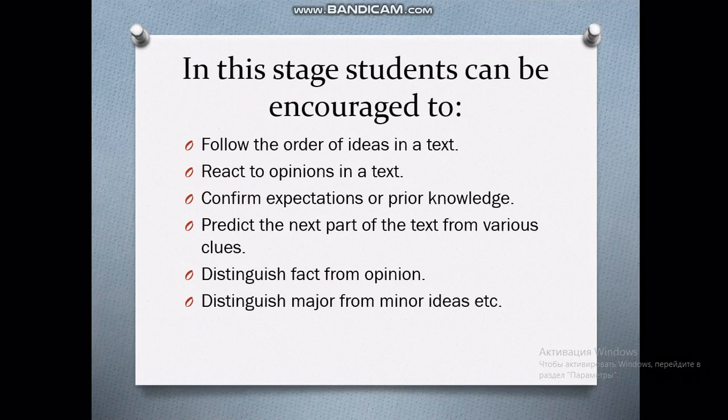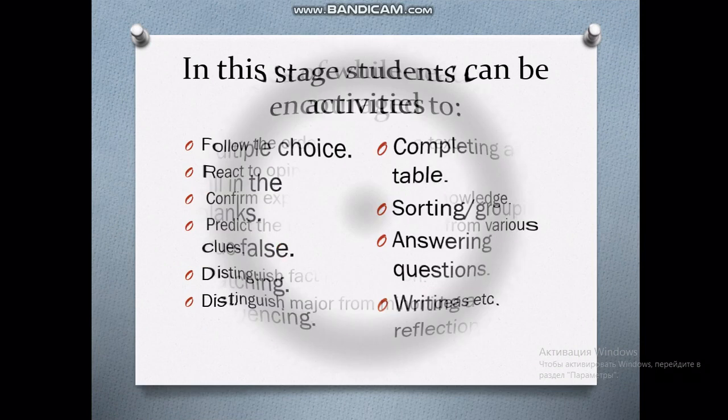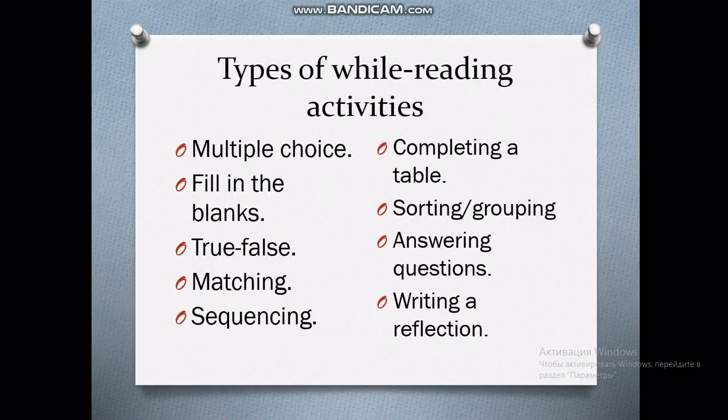In this stage, students can be encouraged to follow the order of the ideas in the text, predict the next part of the text from previous ones, distinguish fact from opinion, and major from minor. And here we can see some types of while reading activities like multiple choice, true, false, matching, completing a table, answering questions, and etc.